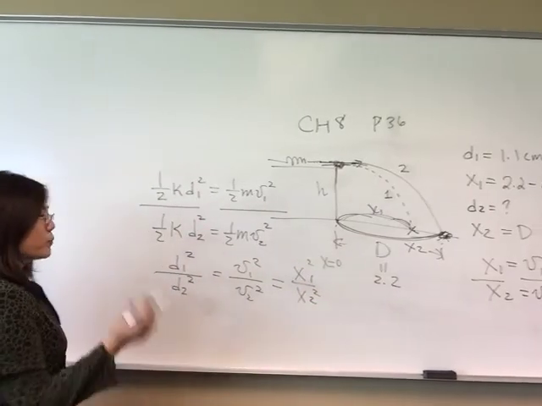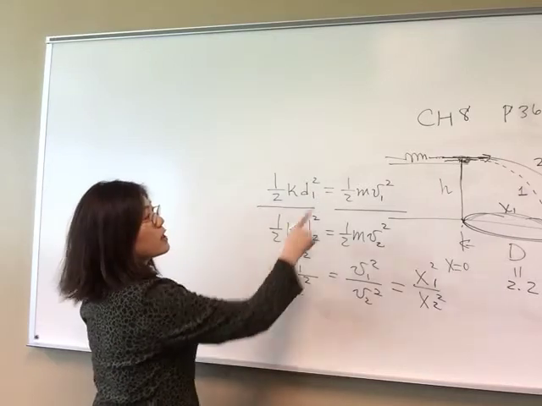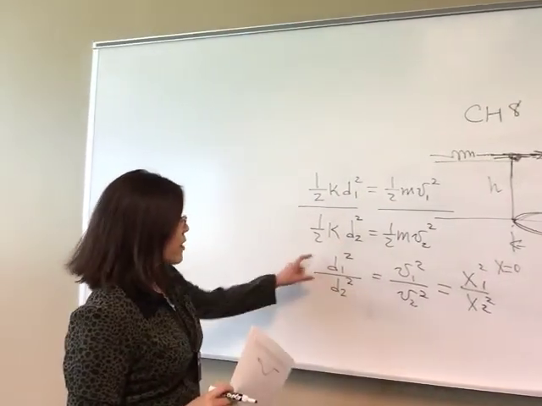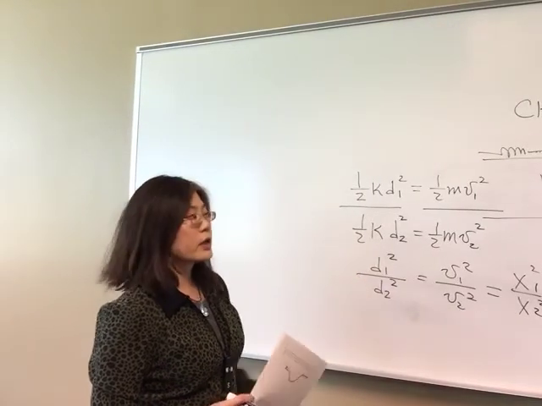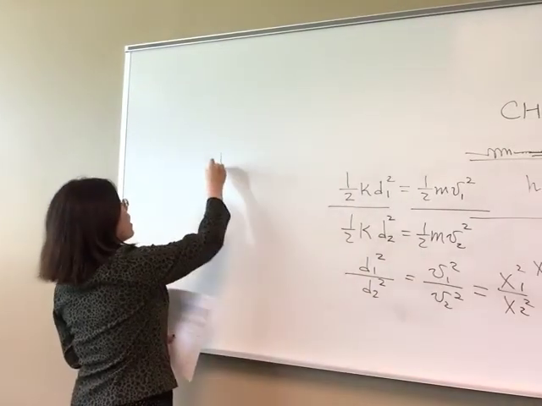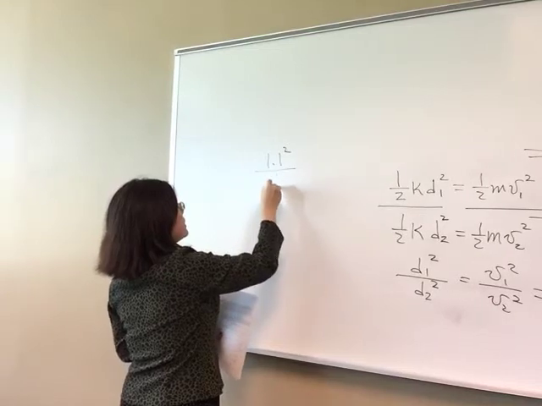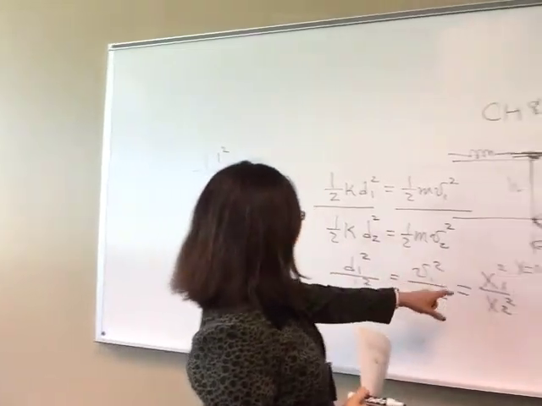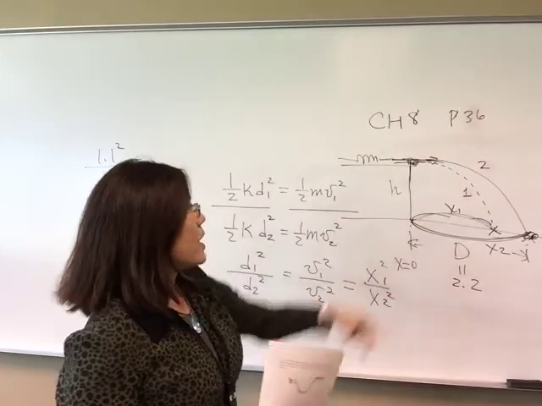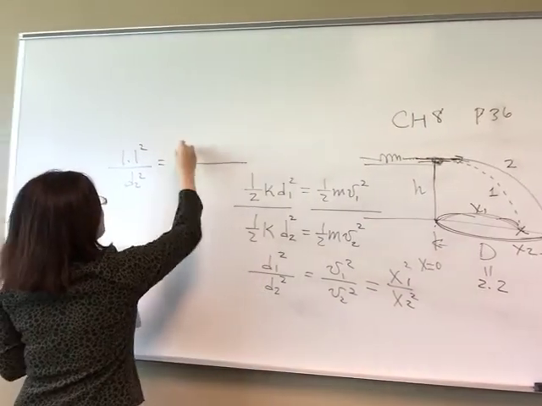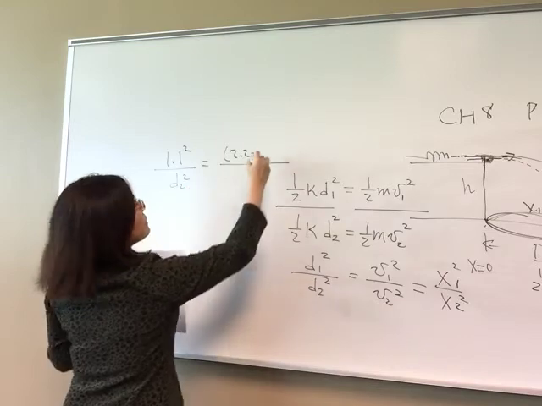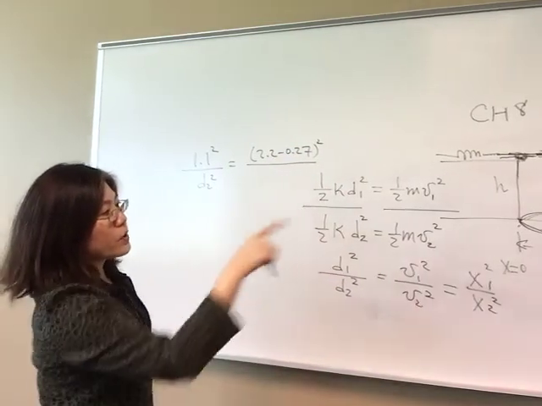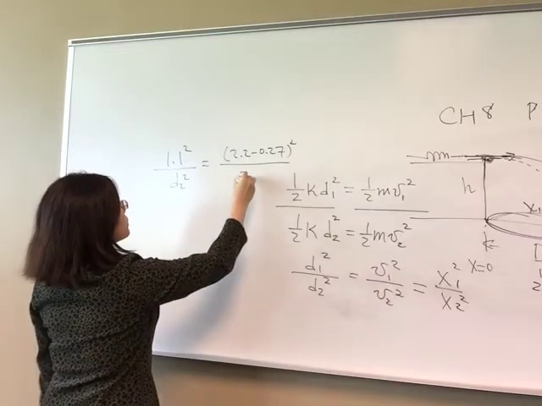Now we're ready to plug in the information we're given. Your d1 is 1.1 centimeters. We're just going to keep that, so that after the calculation, your d2 will also be in centimeters. So you have 1.1 squared over d2 squared, equal to x1 squared over x2 squared. Your x1 is 2.2 minus 0.27, which you square, and your x2 is just d, which is 2.2, squared.